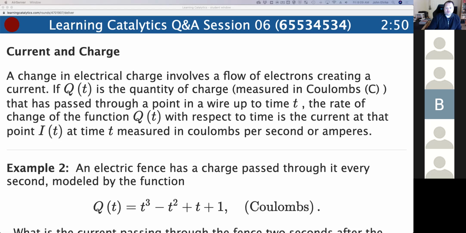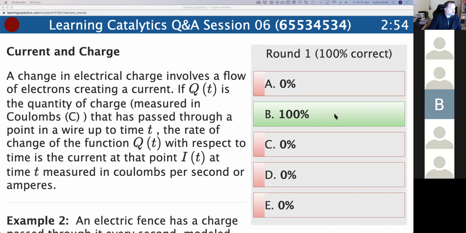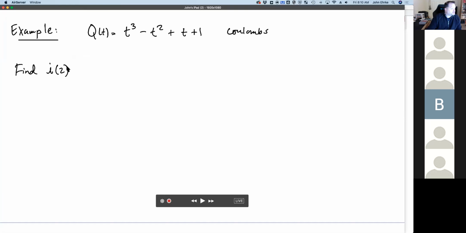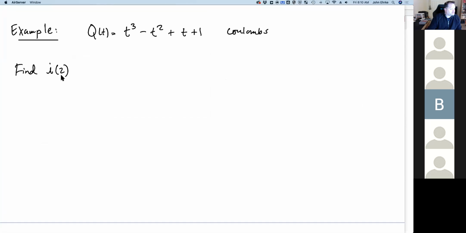All right, looks like everybody has responded. The correct answer is, with 100%, 9 amps. So the current 2 seconds after the fence is turned on will have a current of 9 amps. The way that we find this is we're simply just looking for the current at time 2.